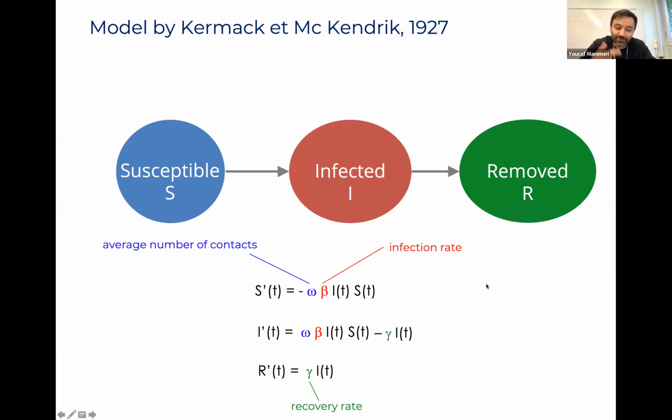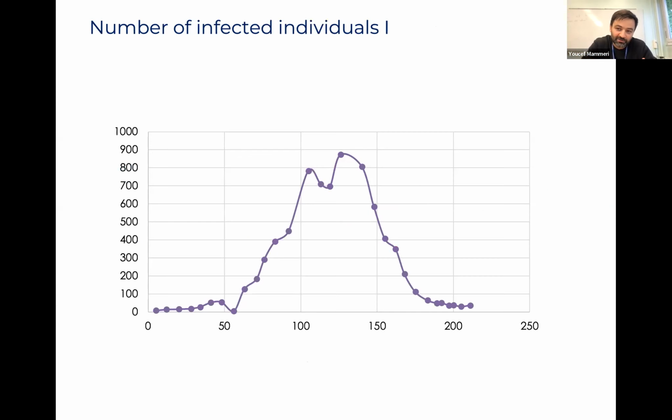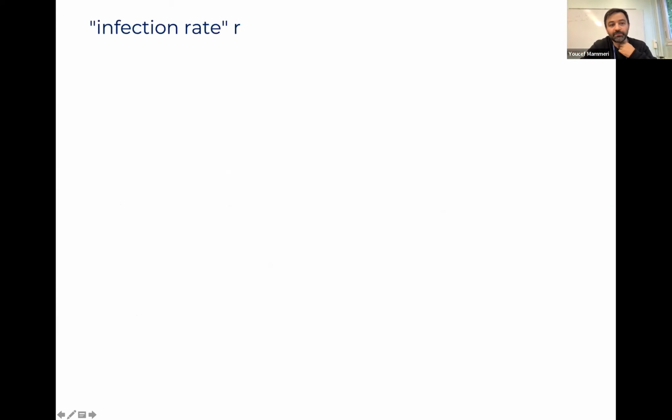So the question is, are all the solutions of this system bell curves or not? But this is the other way. They build the system and then they were looking only for solutions that look like that. Fortunately for them, it works. So this is what we call the SIR model.